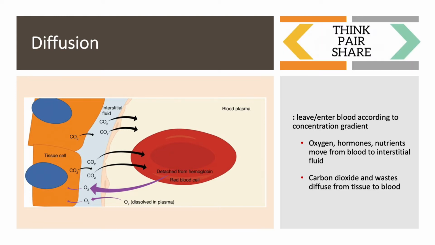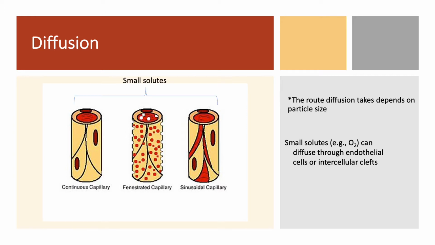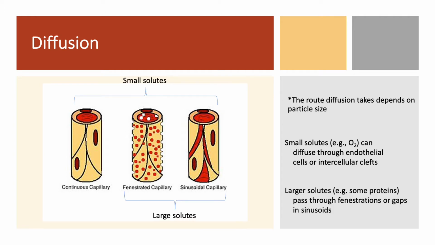For a think, pair, share, I'd like you to think about what would be the differences between how small solutes are going to diffuse versus larger solutes. What are the different pathways that they could take? And I'll give you a clue. We did touch on them a little bit when we first introduced the capillaries and the different capillary types. Well, the route taken is going to depend on the particle size, or the size of that solute. Really small solutes, if we're talking about oxygen, CO2, glucose, or different ions, they can diffuse right through the endothelial cells or through those intercellular clefts. And then our larger solutes are what are going to pass through the fenestrations within the fenestrated capillaries, or the gaps within those sinusoidal capillaries. This can include things like larger solutes or small proteins.